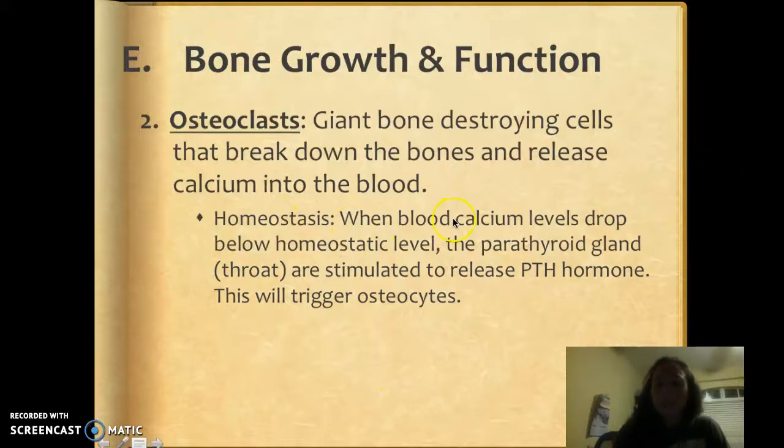So for homeostasis, when your calcium levels drop below the homeostatic level, we'll learn more about the parathyroid gland later, but its job is to maintain calcium levels in the body. It will release a hormone called PTH, and your osteoclasts will start destroying the bone and putting it into your bloodstream, and that's where you'll have a lot of bone breaks. Older people are usually deficient in calcium, and that's why they'll fall and break a hip, for instance, because they don't have enough calcium, and their compact bone turns into spongy bone.